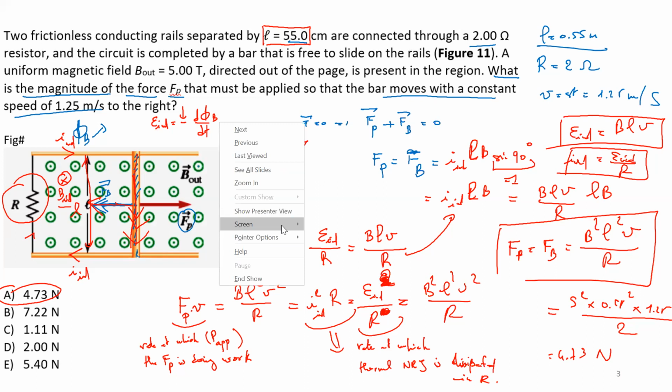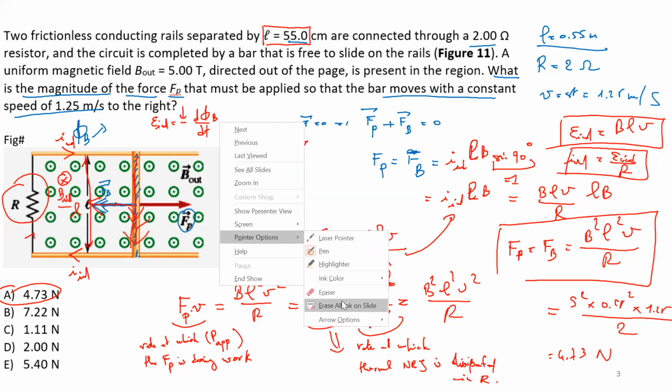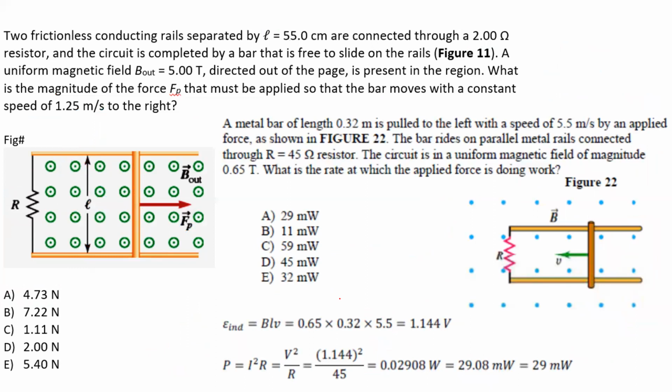Okay, let's solve the next question, which is also the same thing. Now, the magnetic field is pointing inward. So we have a metal bar. I give you the length of the metal bar, this is L, and this is this length here. I give you the speed, V. I give you the resistance, R, 45.